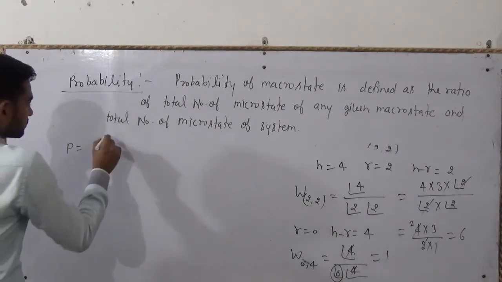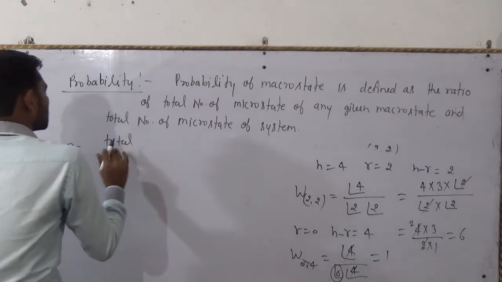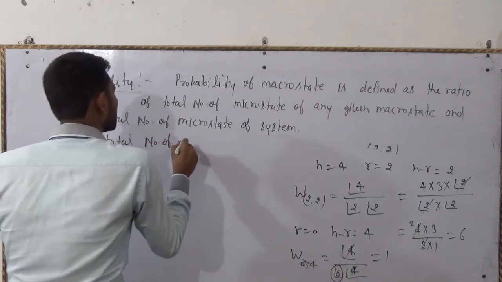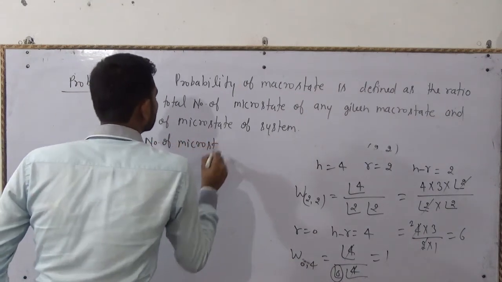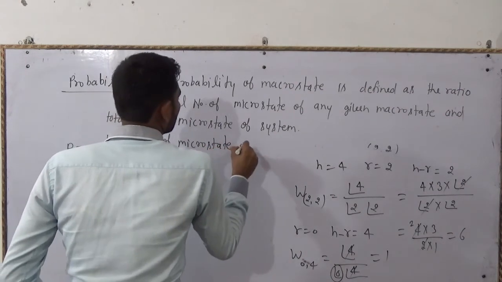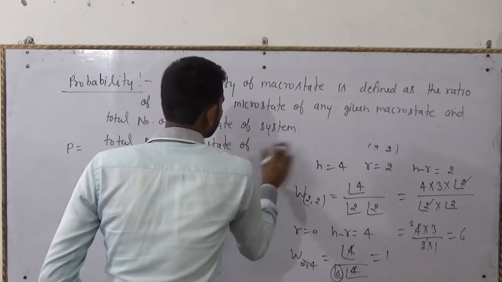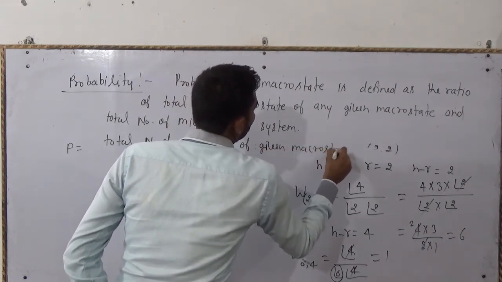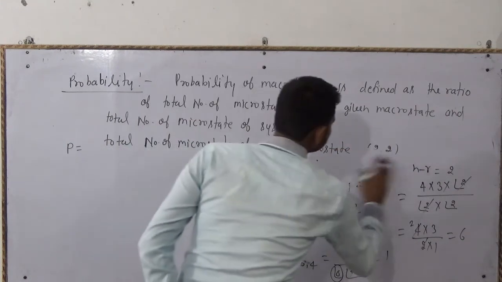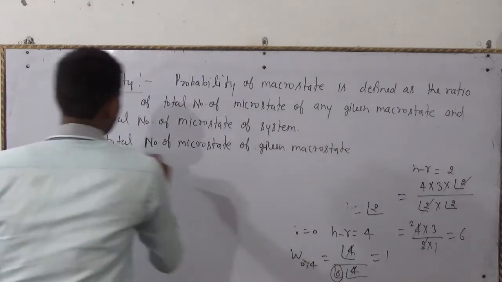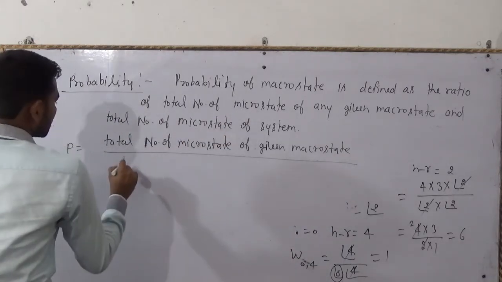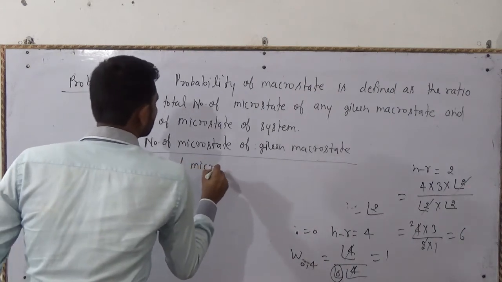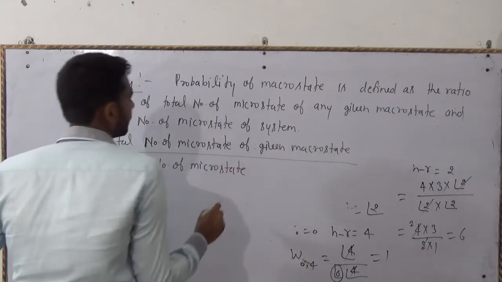We can represent it mathematically. P is equal to the total number of microstates of the given microstate upon the total number of microstates of the system.